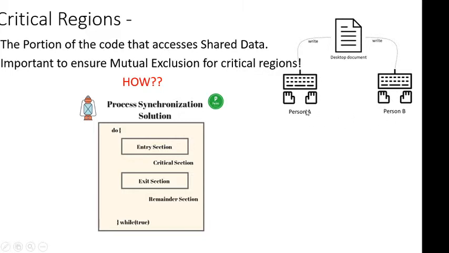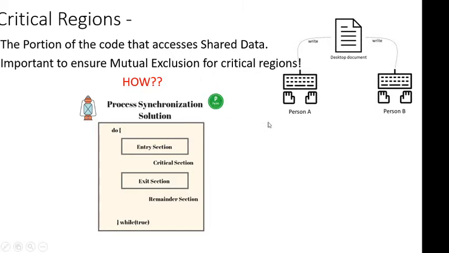If person A is in a critical region and person B wants to enter its critical region, in other words, if person A is writing a file and person B also wants to write to the file, then person B will have to wait. So only one person can write, or be in the critical region. How can we achieve mutual exclusion?